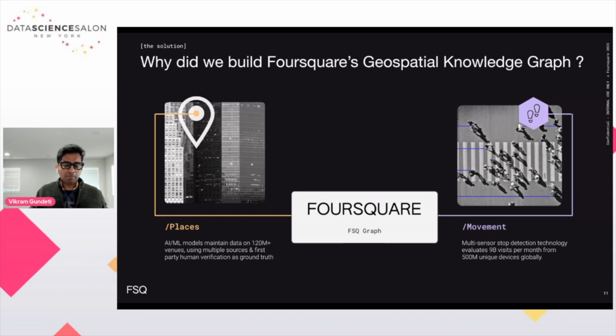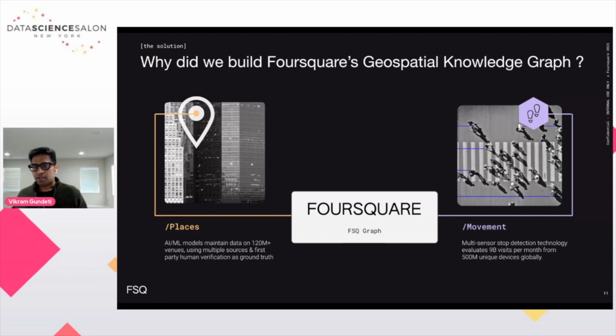And we have made investments to leverage the strength of ours to make our places data more current. So we are the only provider who does human validation of places at scale. We have a network of super users who constantly curate our data and make it current. So that is how our places data is very differentiated.